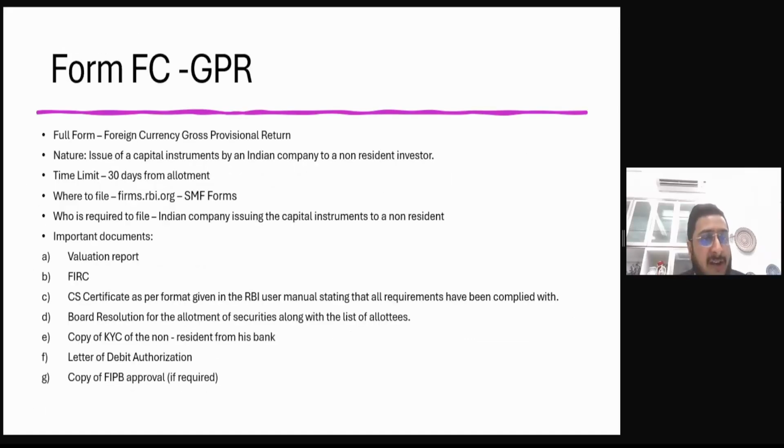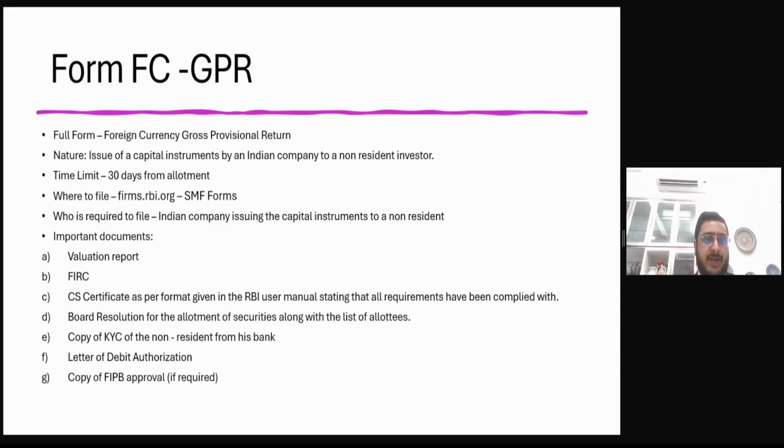Then Form FC-GPR. The full form is Foreign Currency Gross Provisional Return. It is for when an Indian company is issuing shares or any securities to a non-resident investor. Form FC-GPR has to be filed within 30 days from the allotment, at the SMF forms portal. And who is required to file? The Indian company who is issuing these capital instruments to the non-resident has to file this Form FC-GPR.